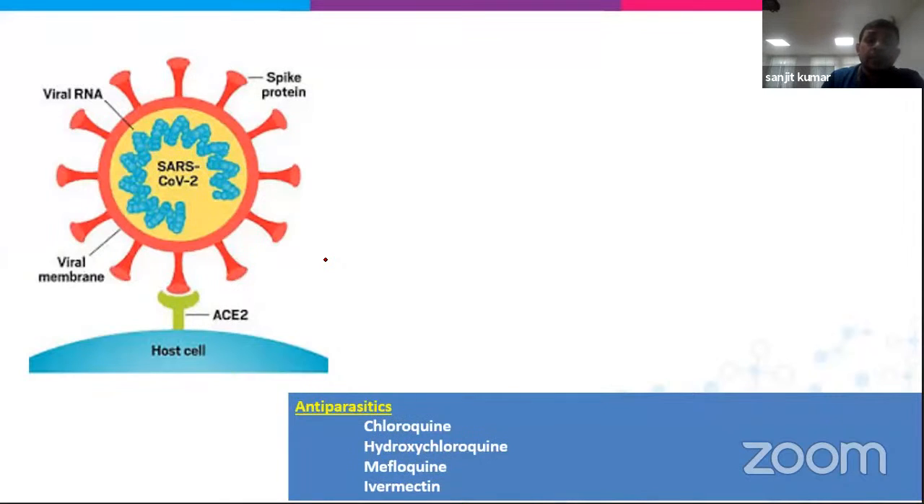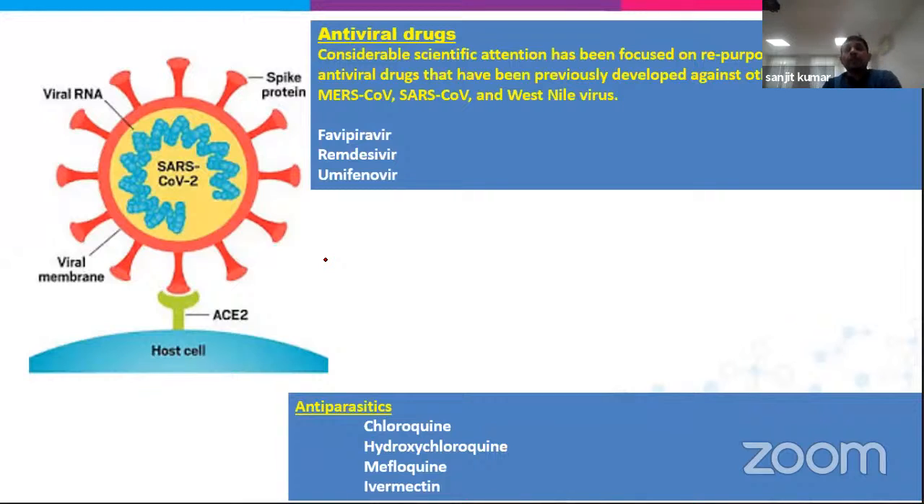Chloroquine is an antiparasitic, and we used it for COVID, SARS-CoV-2. Many people said it was giving very good results, but later it was not very successful. Antiviral drugs like favipiravir, remdesivir, and imifinovir were invented during MERS-CoV or the first SARS-CoV, but we use these medicines for the treatment of SARS-CoV-2.